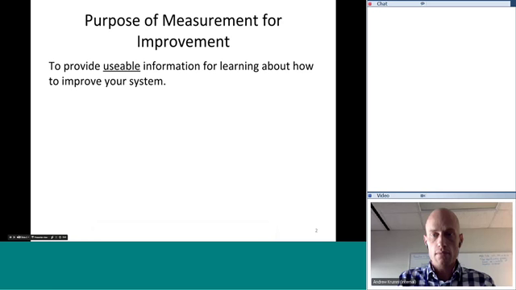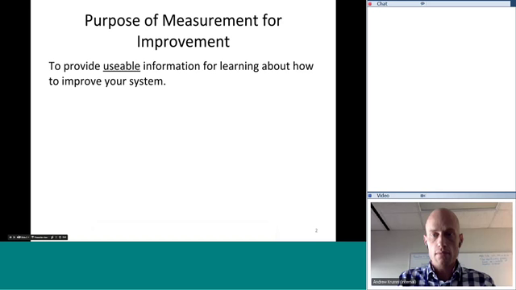Okay. So just to pick up where Andy left off, one of the things I think is really important as we think about how to use measurement for improvement is to recognize that a measure is not a measure is not a measure, right? The purpose in an improvement context is to provide usable information for learning about how to improve your system. So in an improvement science context, we'll assume that improvement is a learning journey, and we're looking for measures as a really useful guide for us as we try to learn how to improve our system.